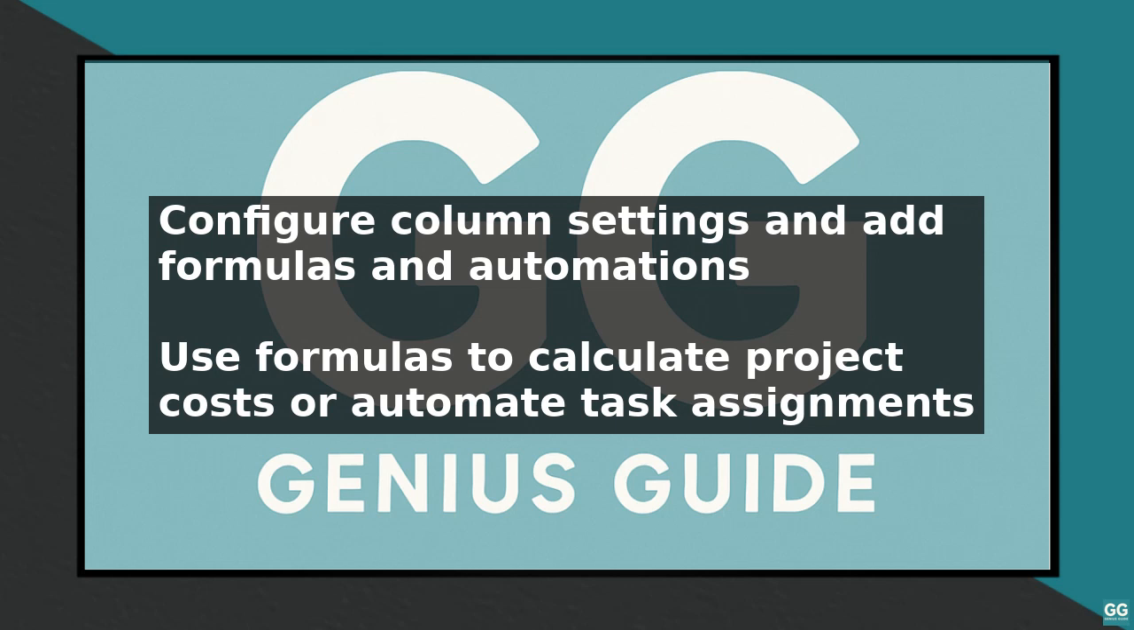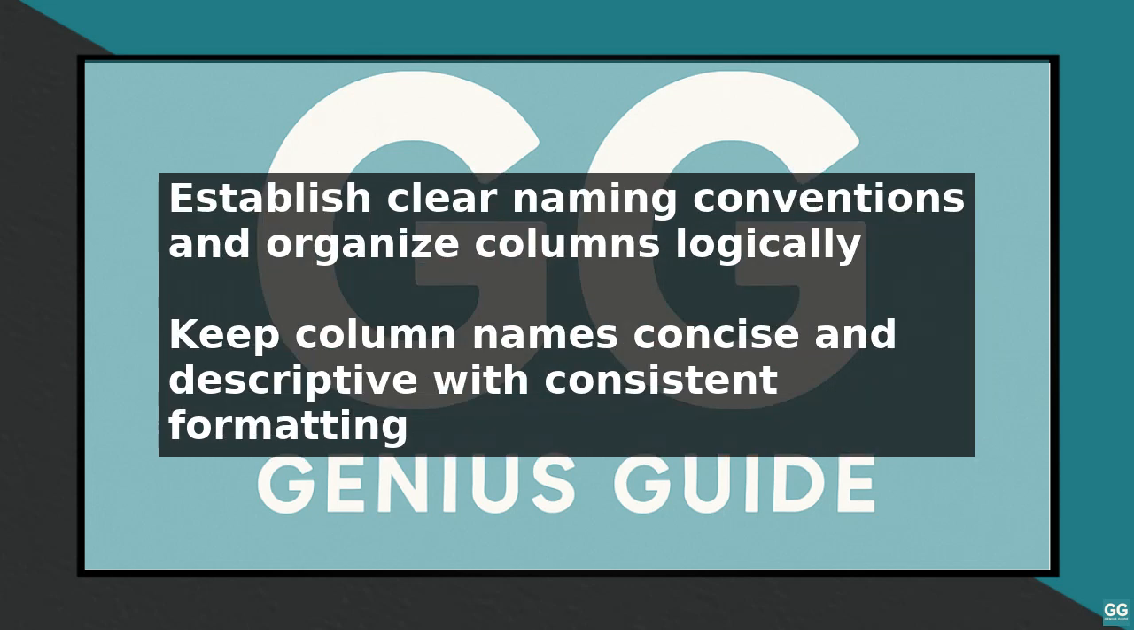To make the most out of your columns, it is crucial to establish clear naming conventions and organize them in a logical order. This will help your team quickly understand the information and make informed decisions. Best practices for configuring Monday.com columns include keeping your column names concise and descriptive, using consistent formatting throughout your board, and regularly reviewing and updating your column settings to ensure they remain relevant to your workflow.